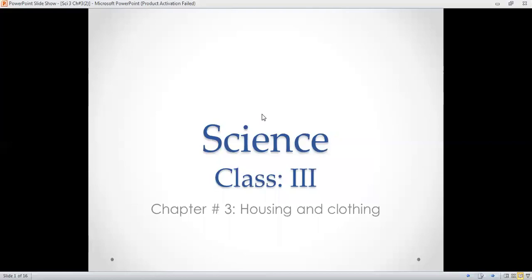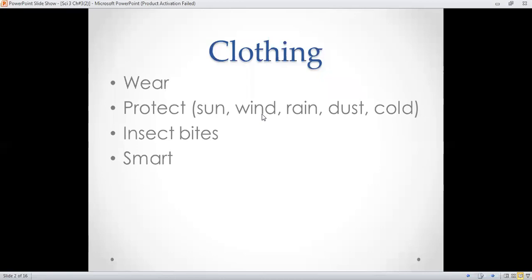So why is clothing important to us? Why do we wear clothes? Because it helps to protect us. So why do we need to wear clothes? We need clothes to protect our body, to cover our body, so no insect can bite us.